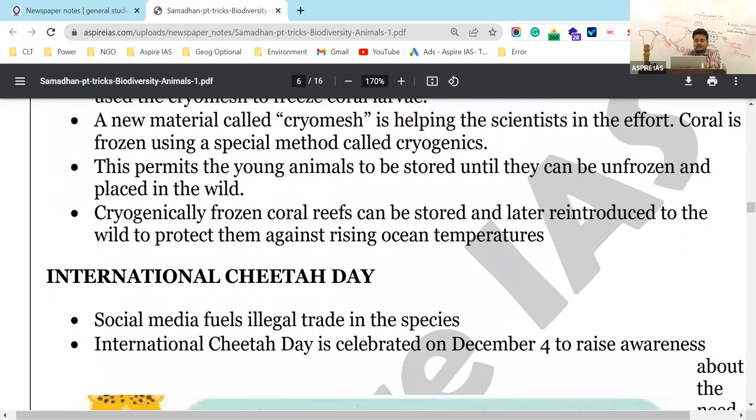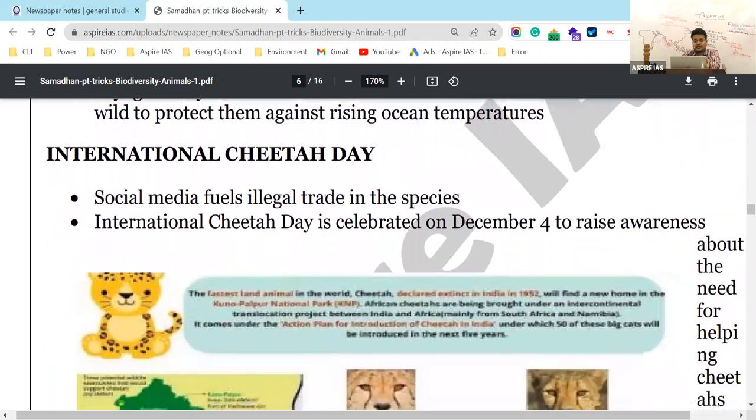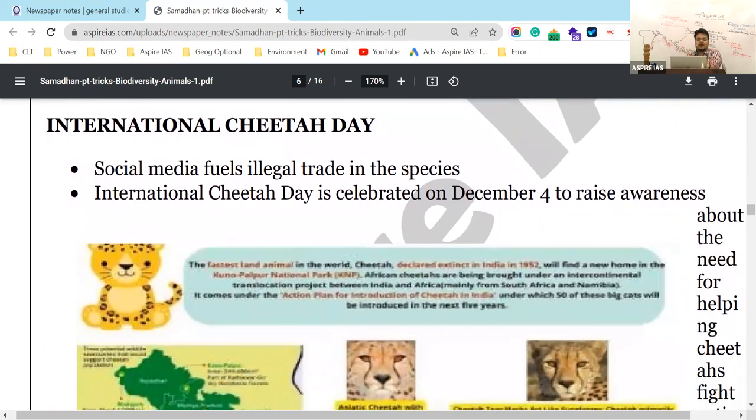Cryogenically frozen coral can be stored and later reintroduced to the wild to protect them against the rising ocean temperature. So this is a new method. There is a time of 20-30 years of climate crisis. After that, we reintroduce and we can again make all these coral reefs and larvae survive. Kitna acha method hai? Cryo mesh. So ye aap yaad rakhenge, cryo mesh.